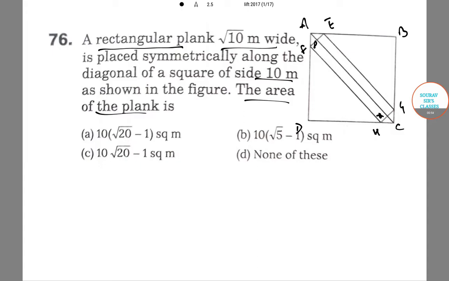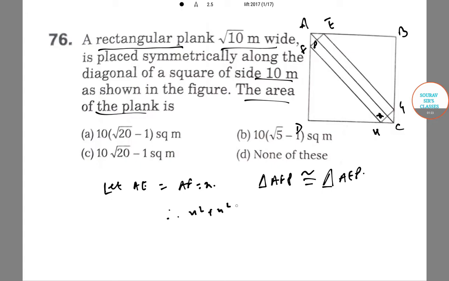Now triangle AFP is congruent to triangle AEP. So triangle AFP is congruent to triangle AEP. Let AE is equal to AF is equal to x. Therefore, x squared plus x squared is equal to 10, or 2x squared is equal to 10, or x squared is equal to 5. So x is equal to root 5.